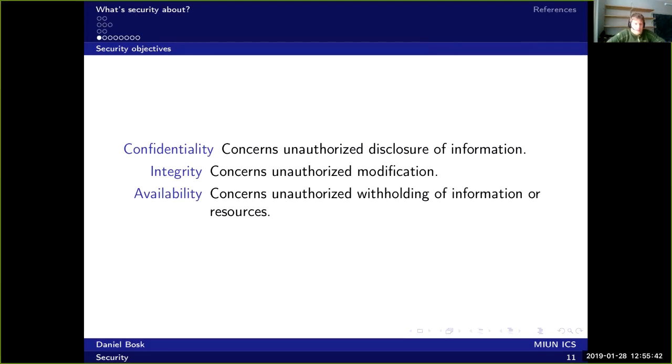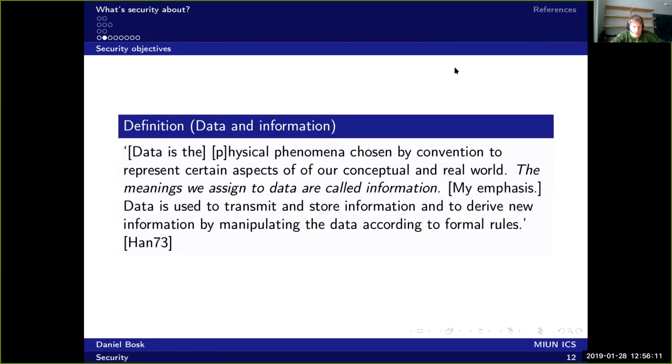The security objectives that we want to achieve, usually they are divided into three general categories. The first one is confidentiality, which concerns unauthorized disclosure of information. The second one is integrity, which concerns unauthorized modification. And finally, availability, which concerns unauthorized withholding of information or resources. In this case, we make a distinction between data and information.